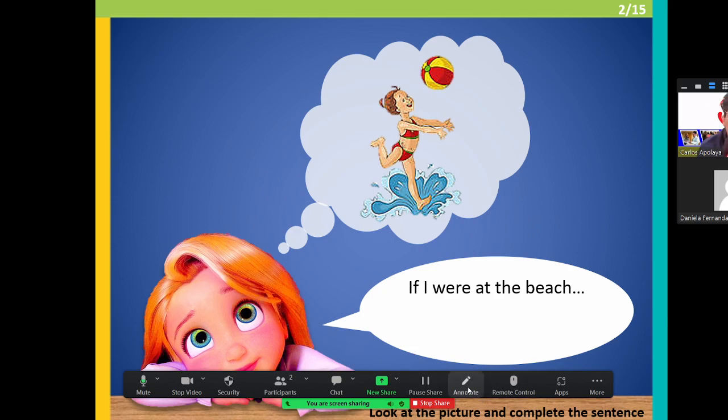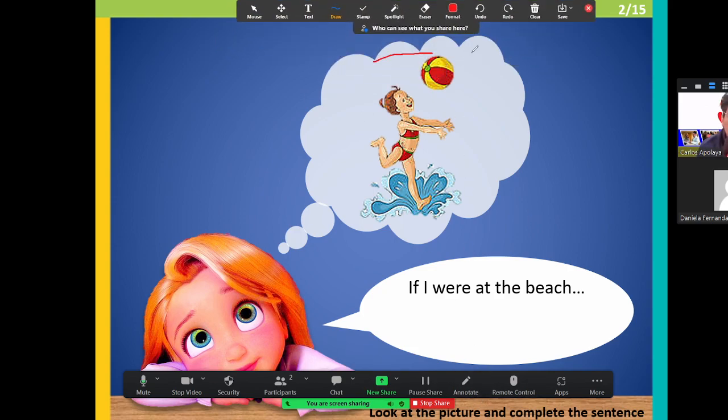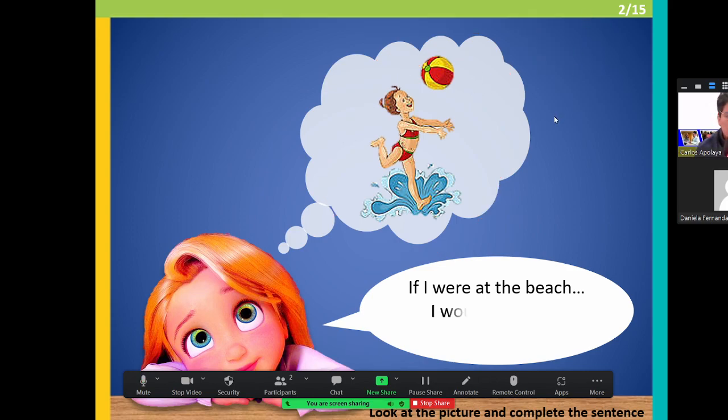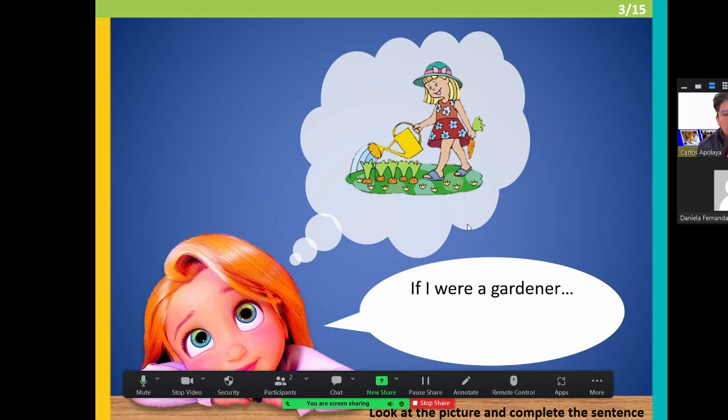O en este caso, ¿qué está haciendo ella? Mira la imagen. Ella está jugando volleyball. ¿Cómo sería? I would play with a beach ball, or I would play volleyball. A ver, la última. Continúa.